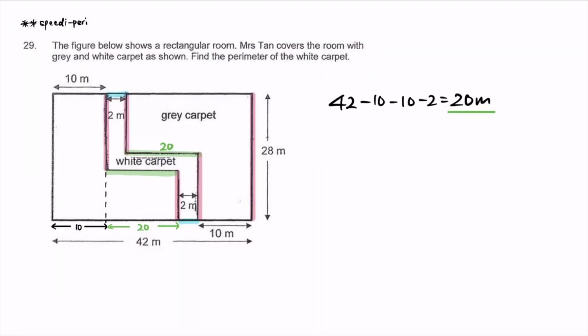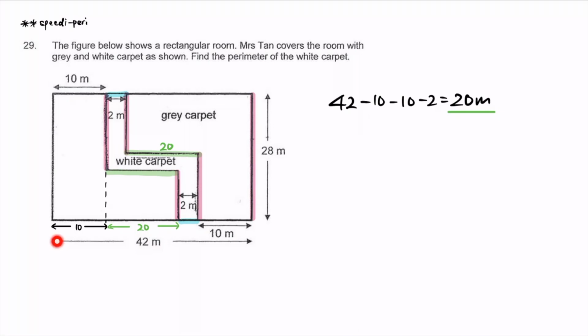Well, for this question, I call it the speedi-peri. It's just a short way of saying speedy way of finding perimeter. Now, let me show you what I mean by that. So what we want is the perimeter of the white carpet, which is this portion right here, the white carpet.